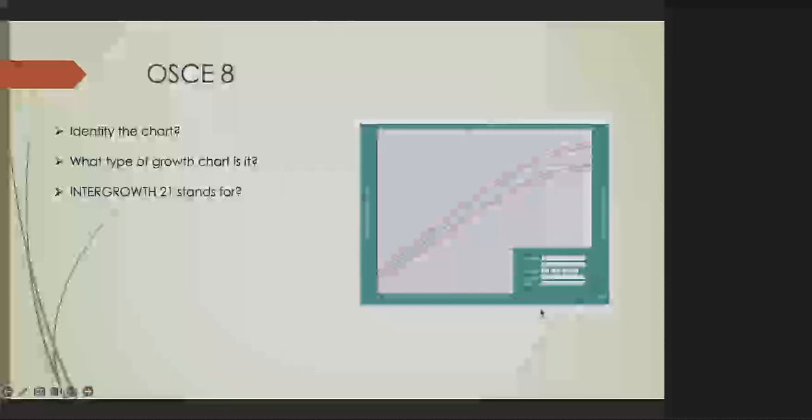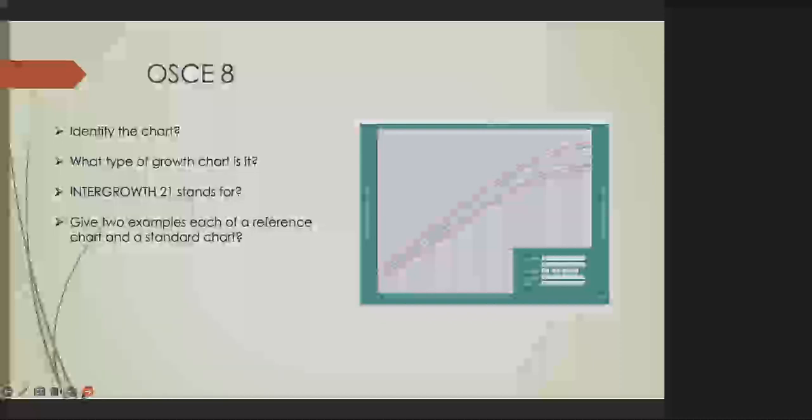So identify this chart. Any answers for this? Which growth chart is it? Any idea? So what type of growth chart is it? So here we have the answer, yes. Intergrowth 21, somebody correctly answered it. So what does Intergrowth 21 stand for? And give two examples each of a reference and a standard chart.